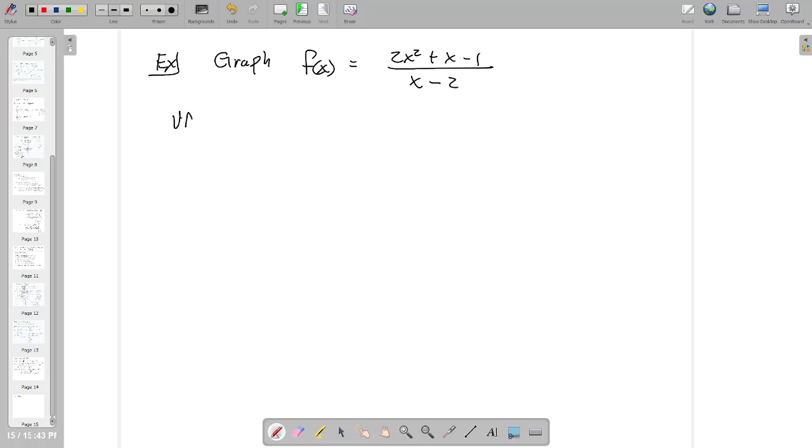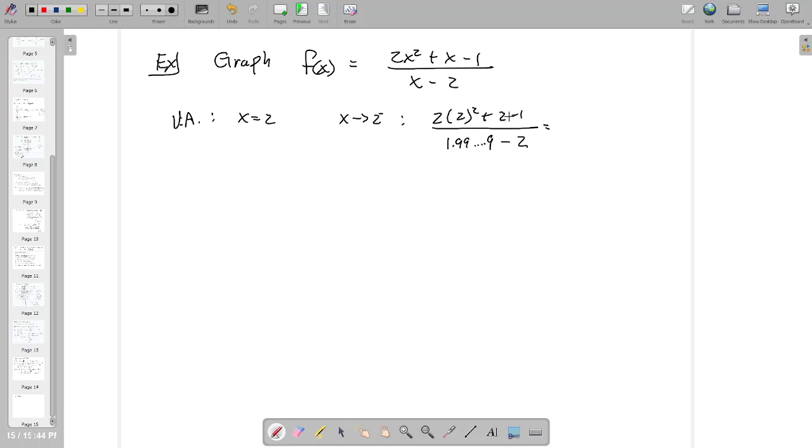We can start with our vertical asymptote, which is going to be at x equals 2, and we can show that by saying what happens as x goes to 2 from the left. If x is approaching 2 from the left, then we would have 2 times 2 squared plus 2 minus 1 all over 1.99 with an arbitrary number of 9s minus 2 in the denominator. So I just plug in 2 in the numerator, but because I can't plug in 2 in the denominator because we would be dividing by 0, I instead plug in something that is just to the left of 2. Arbitrarily close, though.